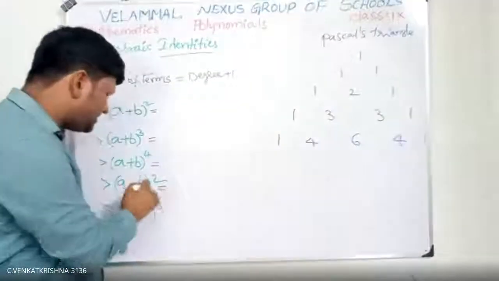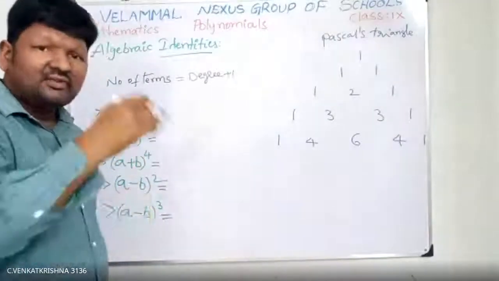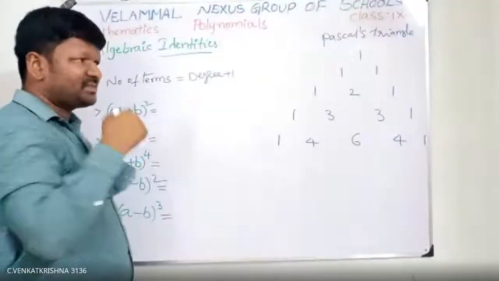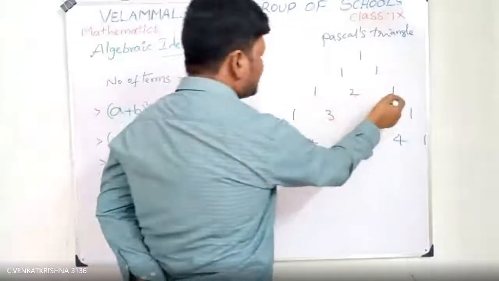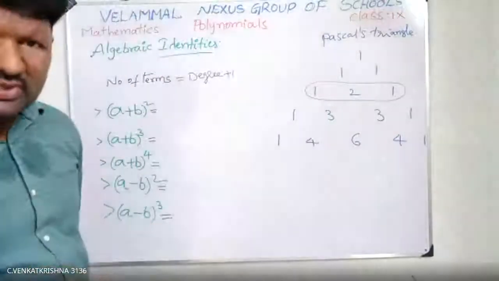Here if we expand, 2 plus 1, 3 terms. If we expand, here we get 3 plus 1, 4 terms. This is the pattern. Now a plus b whole square, if we expand, how many terms will you get? 3 terms. So here 1, 2, 3. So these are the coefficients of a plus b whole square formula.